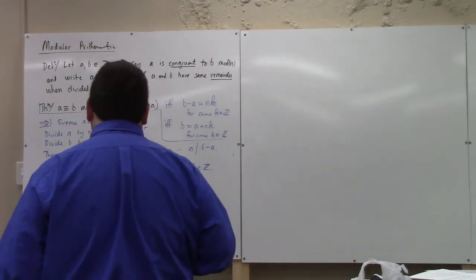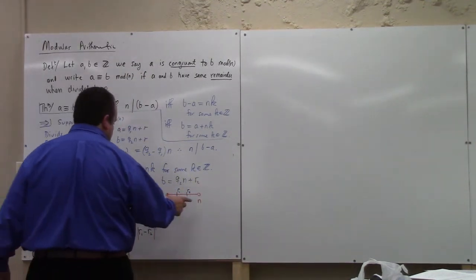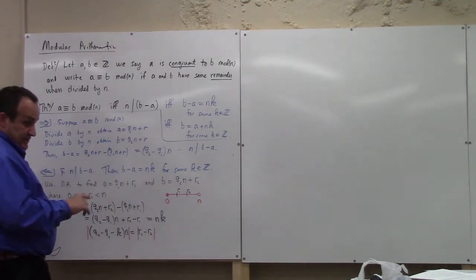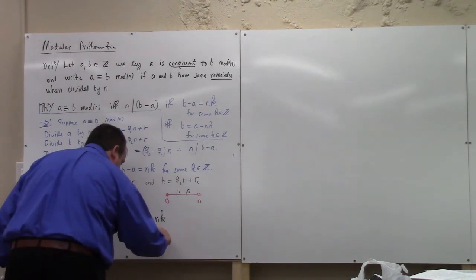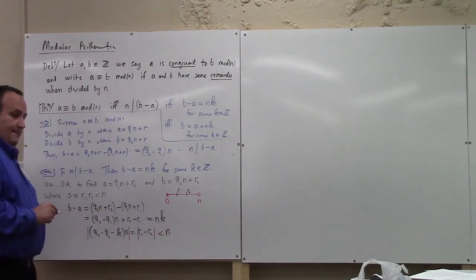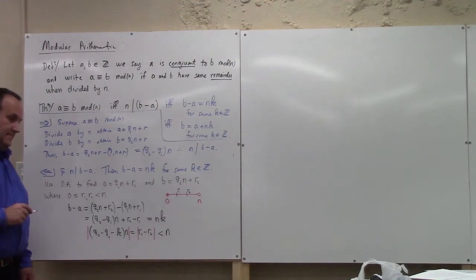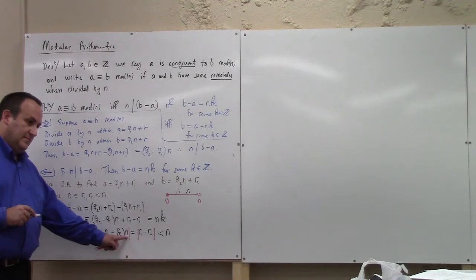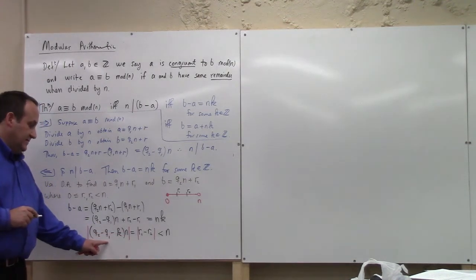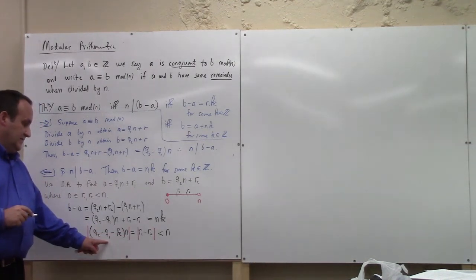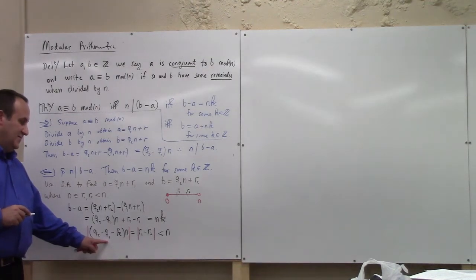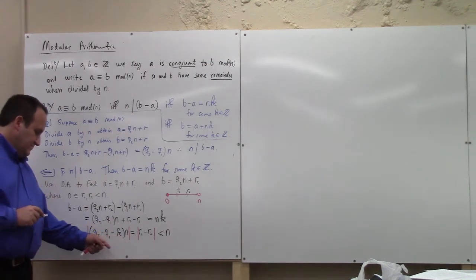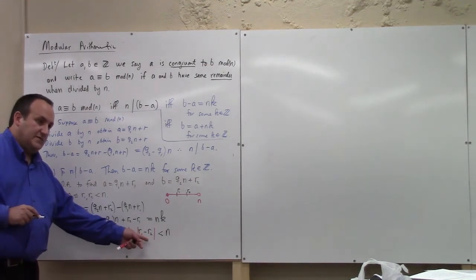And the distance between R1 and R2, what's the most it can be? And not included. So this is less than n, right? But notice here we have the product of n and an integer. Yeah. So the only way that that's possible is, yeah, if this is equal to 0.